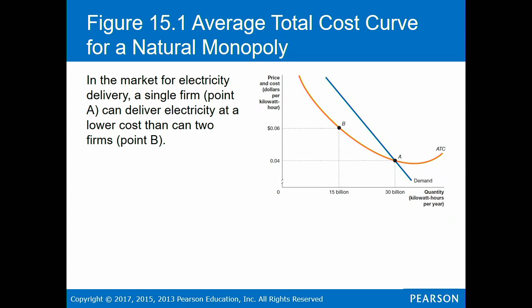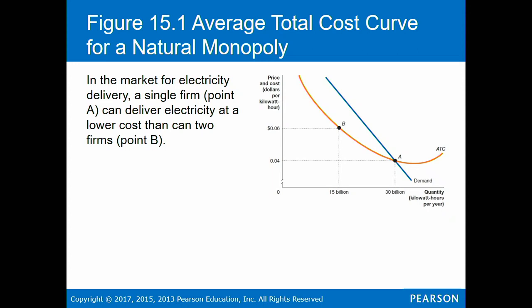So if just one firm produced 30 billion kilowatt hours a year, that's up here at point A on the average total cost curve, which comes out to 4 cents per kilowatt hour. So it's going to be much cheaper for one firm to just produce it all, 2 cents cheaper per kilowatt hour, than it would be if you had 2 firms competing against each other, because we're not doubling up the infrastructure required to produce and to sell the electricity.